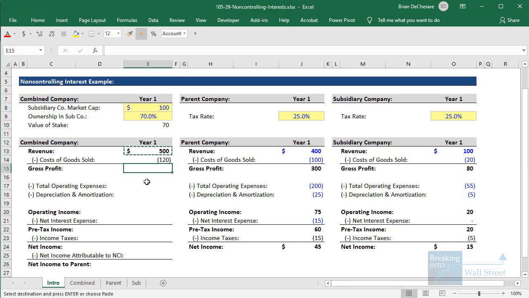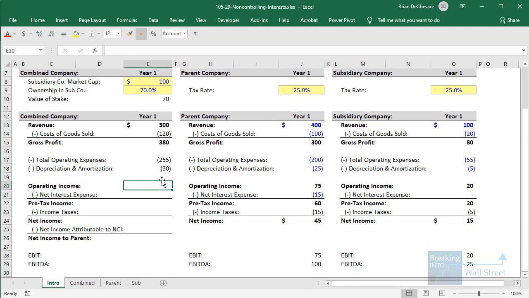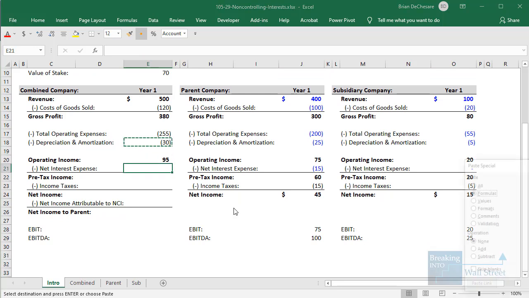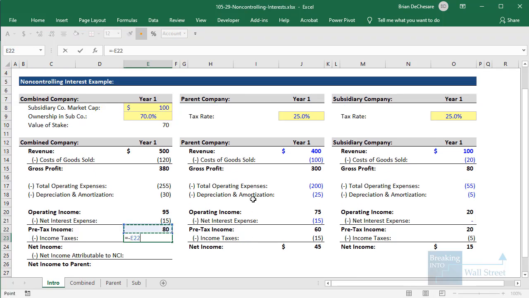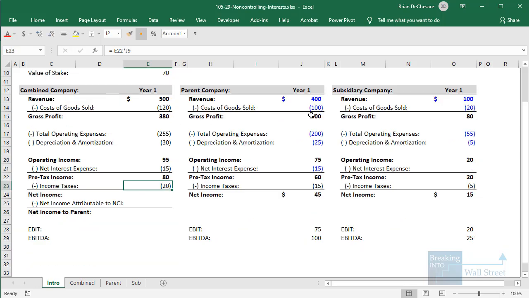revenue, cost of goods sold, operating expenses, depreciation and amortization. We will sum up everything here to get the operating income. We will also add together the net interest expense and sum these up to get pre-tax income. Income taxes we could also add together, but since both companies have the same tax rate, I'm just going to take pre-tax income and multiply by parent co's tax rate up there. We can sum these up to get net income.